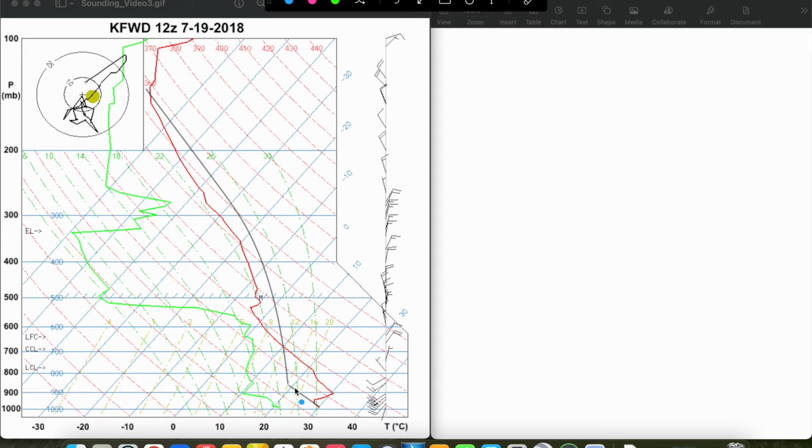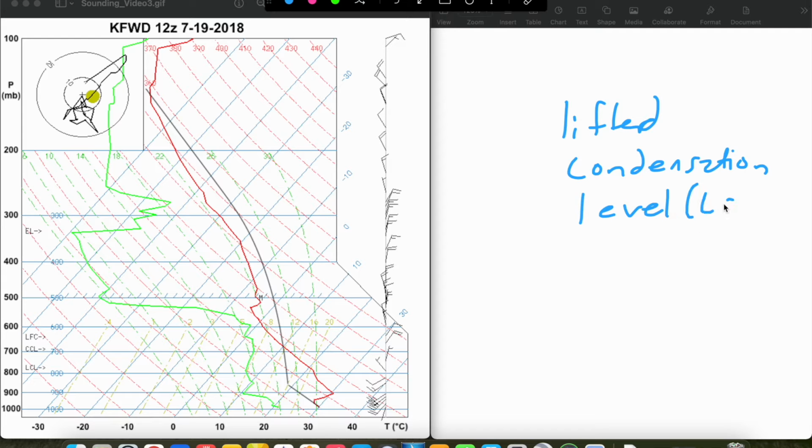Now let's get into these parameters here, and we've already kind of found one. We talked about it briefly in the last video, and that's this point right here. That's the lifted condensation level, or lifting condensation level, abbreviated as LCL. And the LCL is basically that point where the dry adiabat corresponding to the surface temperature and the mixing ratio line corresponding to the surface dew point meet. So it's this point right here.